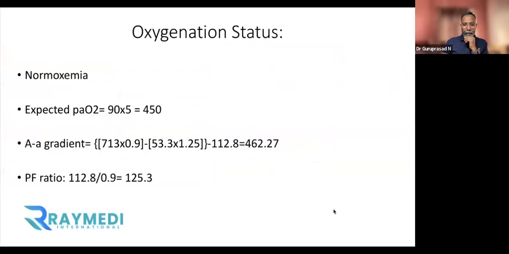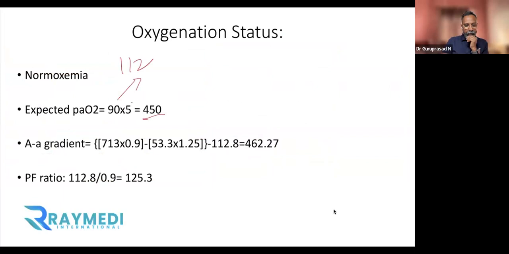So we will try to solve this ABG. Actually it was hyperoxemia. The oxygen was 112, then it is hyperoxemia. The expected PO2 at 90% FiO2, 5 times that is 450, but definitely it is less.